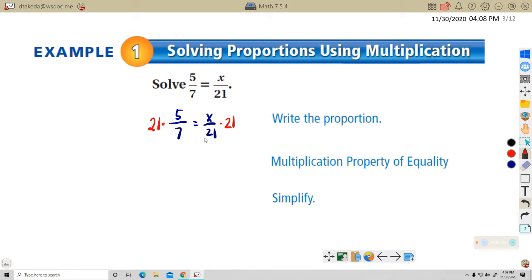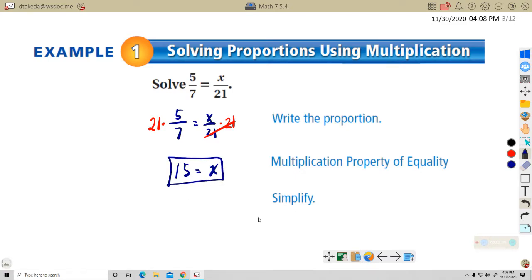21 divided by 21 is just a 1. Anything divided by itself is just a 1. That means I have 1x on the right. On the left, what's this? 21 times 5 sevenths. Easy peasy lemon squeezy. When you multiply a whole number times a fraction, all that's saying is multiply by the top number, divide by the bottom number, and you can do it in any order. 21 divided by 7 works real easy in this case, right? 21 divided by 7 is 3. And then 3 times 5 is 15. X is 15.